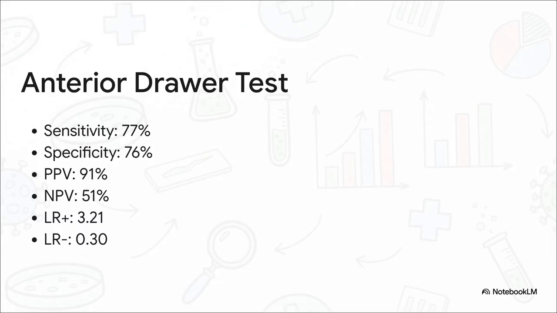So when we crunch the numbers, we get a sensitivity and specificity in the mid-70s. You know, they're decent, but not amazing. But now look at the predictive values. The PPV is really high, 91%. That means a positive test is actually pretty trustworthy. But the NPV, it's only 51%. That's basically a coin flip. A negative test here doesn't really tell you much at all. And the positive LR of about 3 tells us a positive result does moderately increase our suspicion of a rupture.